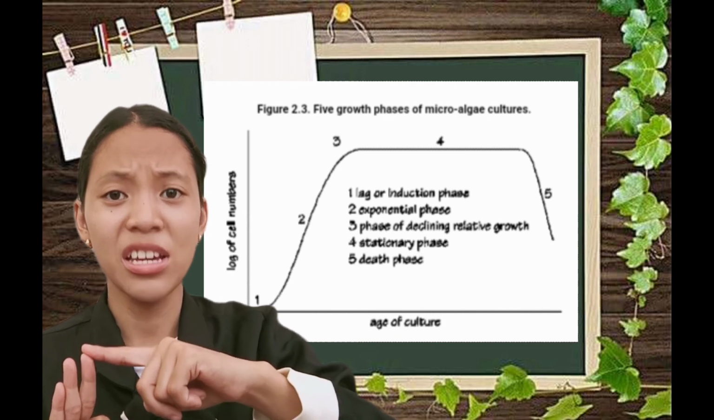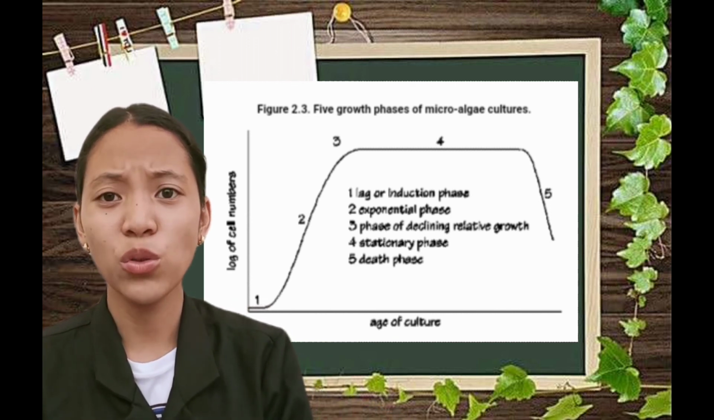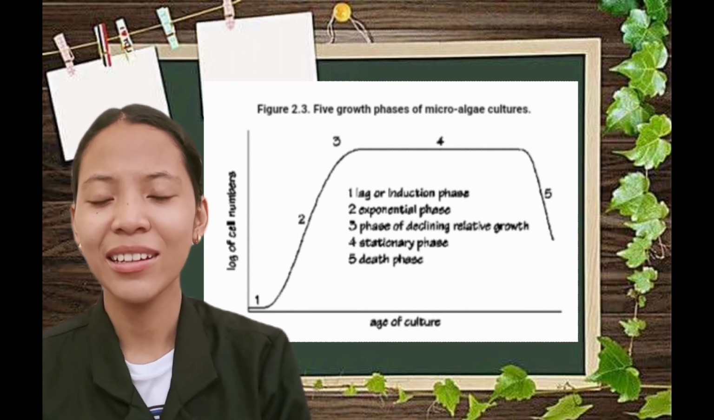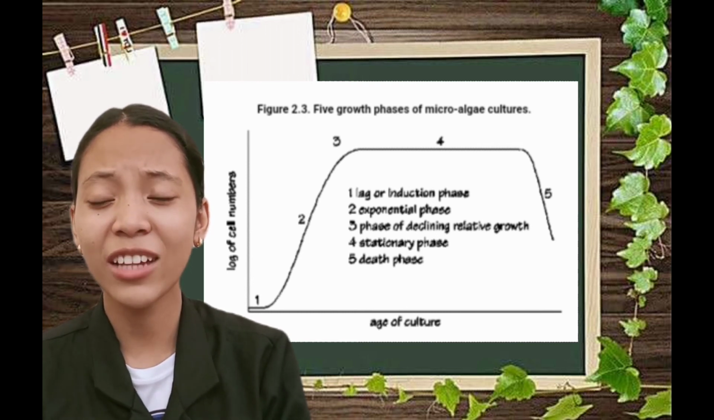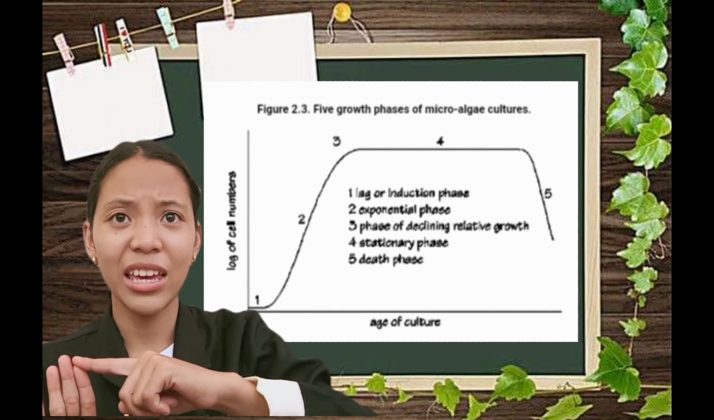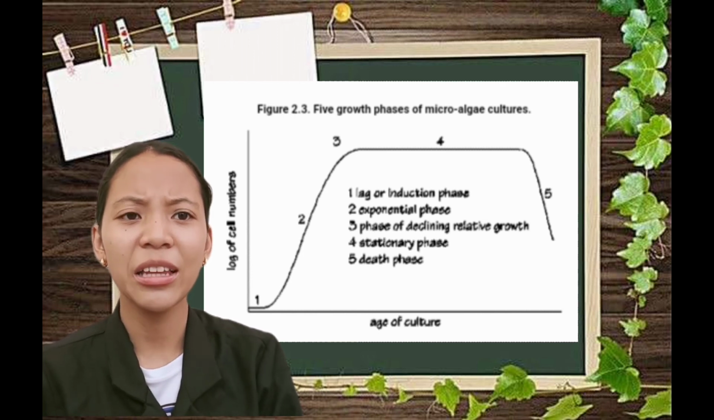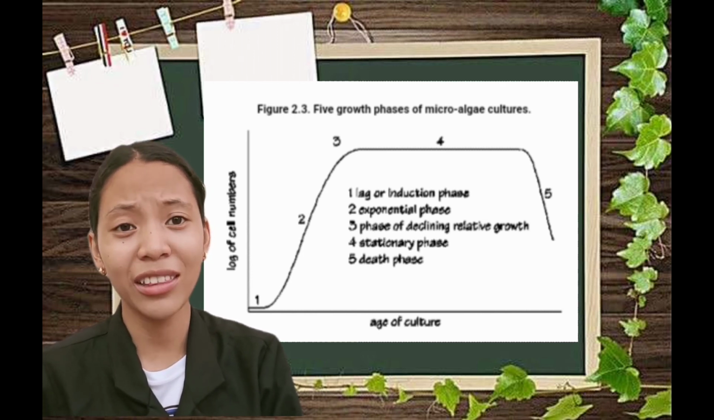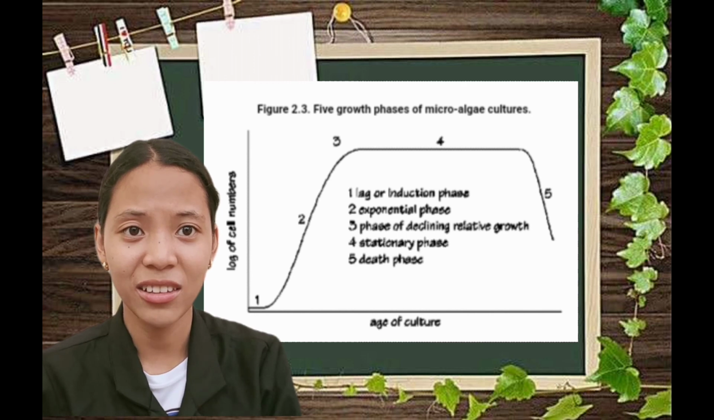The third one is the phase of declining growth. Cell division slows down when nutrients, light, pH, carbon dioxide, or other physical and chemical factors begin to limit growth. The fourth is the stationary phase. In the fourth stage, the limiting factor and the growth rate are balanced, which results in a relatively constant cell density.